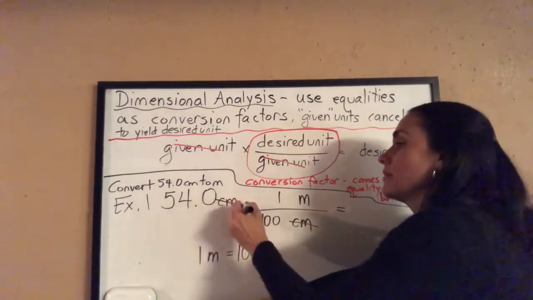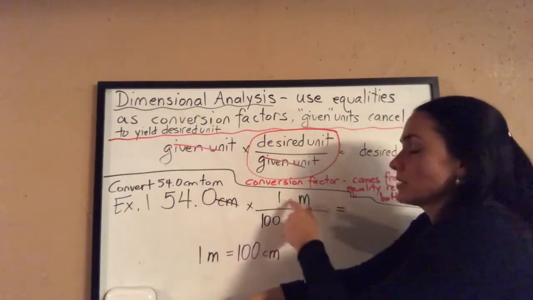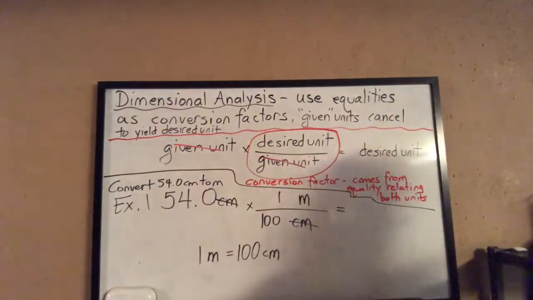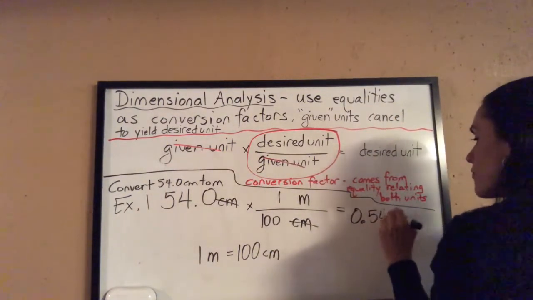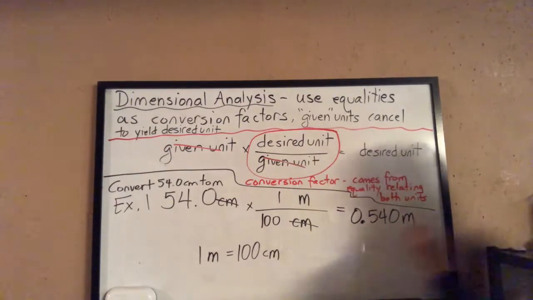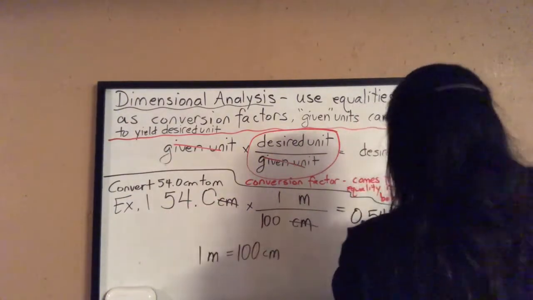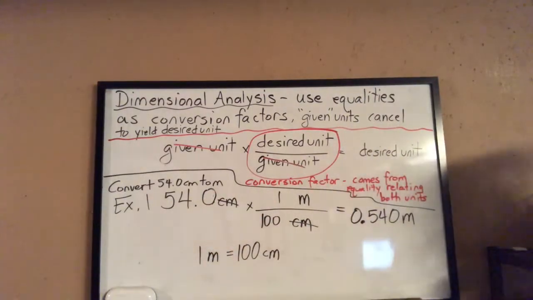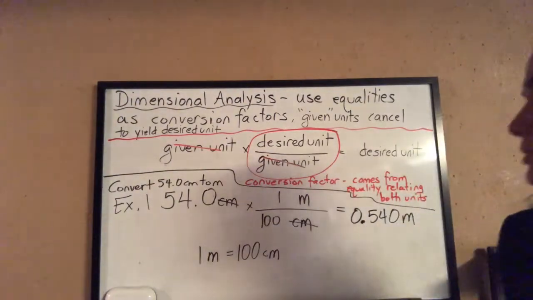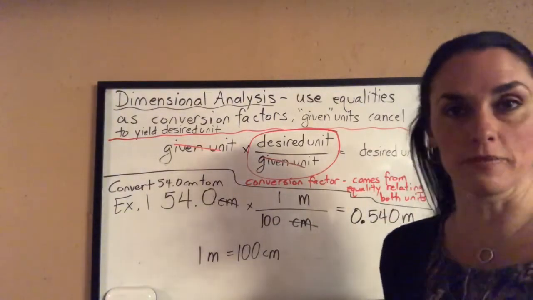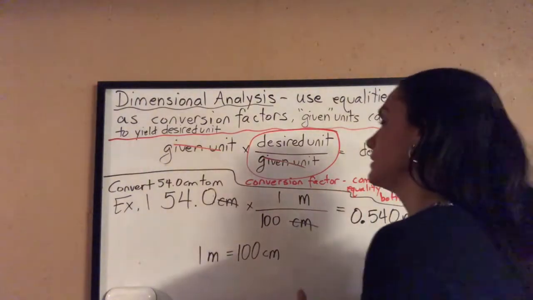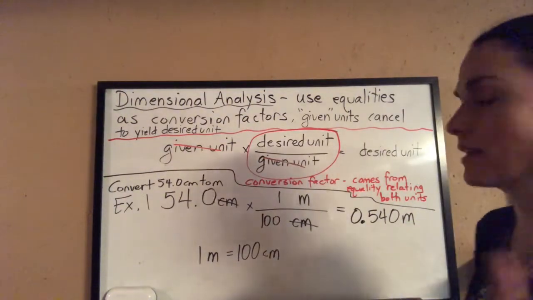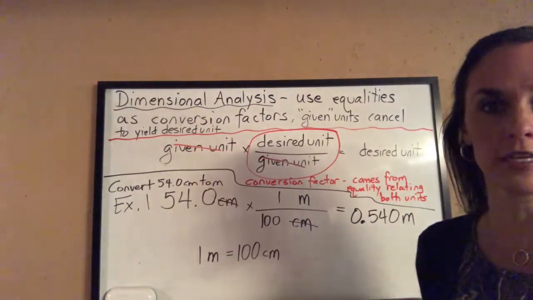Now you cancel out centimeters, and the math would be 54 times 1, which is 54, divided by 100. So 54 divided by 100 is 0.540 meters. Okay, our initial measurement had 3 significant figures. Our final answer, 3 significant figures. Now you may be saying in your head, I'm just going to move the decimal place. That only works for the metric system. So you want to get this technique of dimensional analysis down now because we're going to be using it throughout the course. Do not think that every math problem you can solve by moving decimal places.